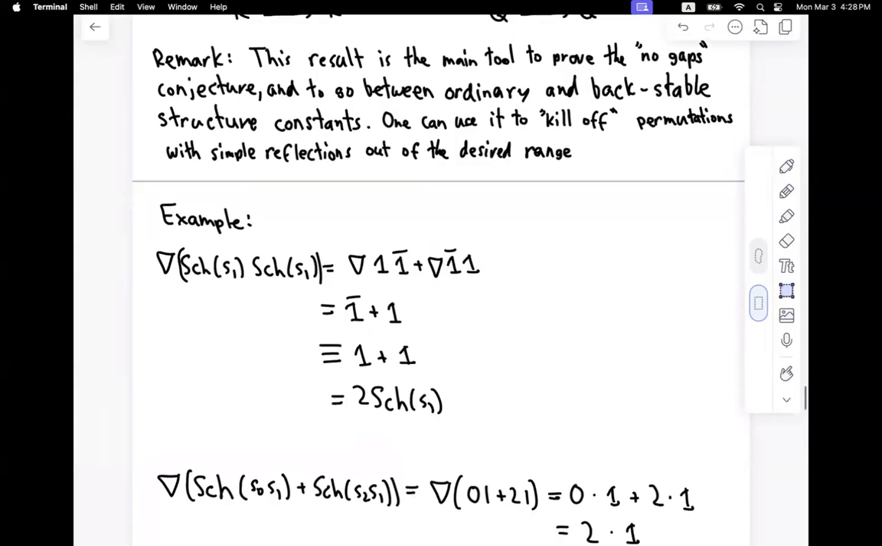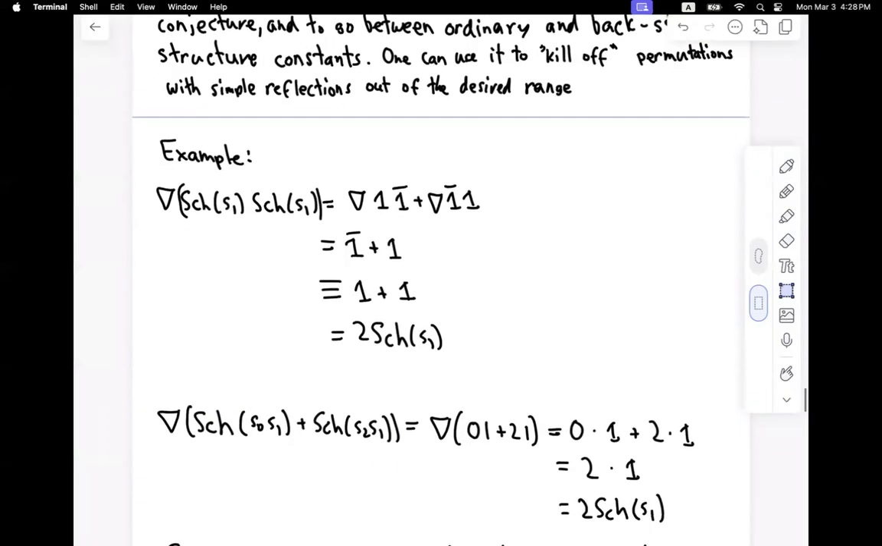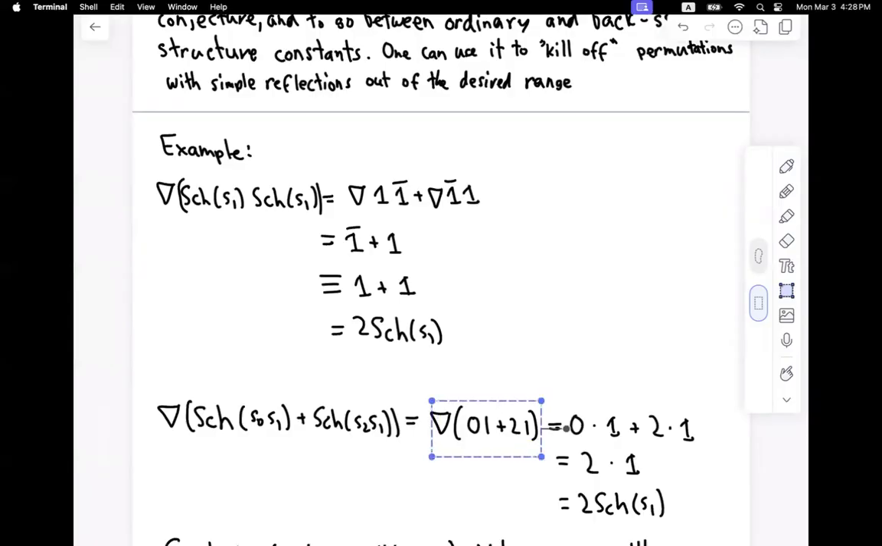Now let's do the other side of the Schubert product. When we did this example a few minutes ago, we saw that the backstable Schubert product of S1 and S1 was equal to the Schubert for S0 S1 plus the Schubert for S2 S1. And so let's apply nabla to that side of the equation. When we do this, we get nabla of 0, 1 plus nabla of 2, 1. What it does is chop off the first letter and multiply by that value. And so when I do that with 0, it kills it, right? We get 0 times 1. And then we add 2 times the last entry here. And so we do get the same value. But notice that this word didn't contribute at all.